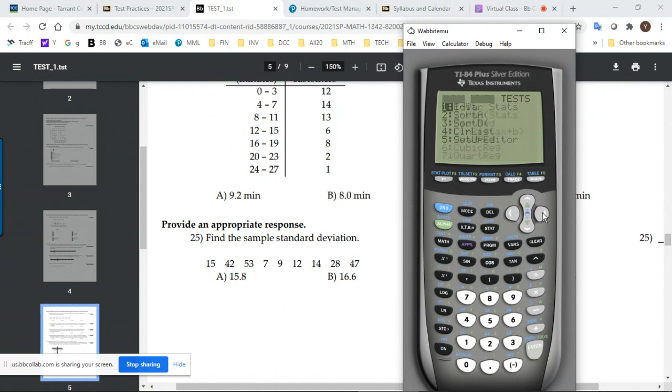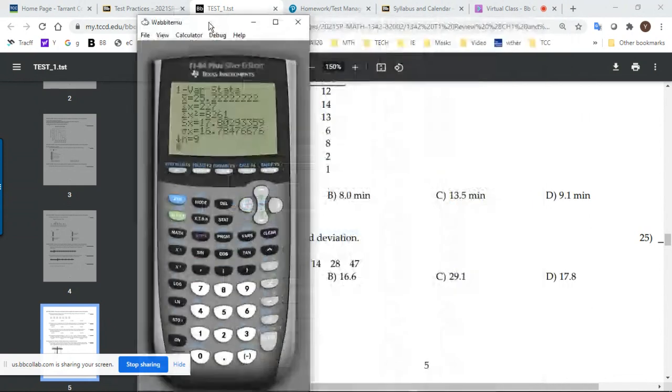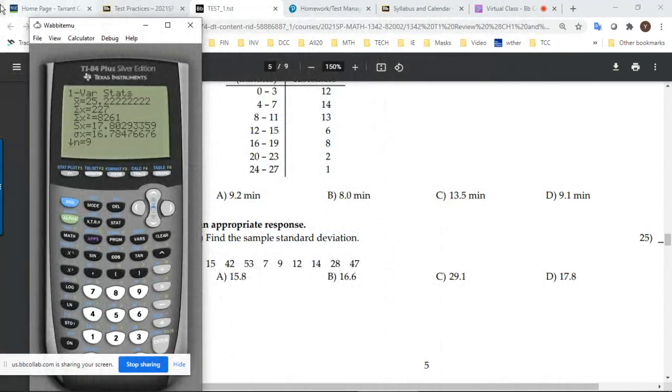And then you go to stat again, go to calc, right? Just using this one right here. If you only have L1, you don't have to input everything. You don't have to type L1 because the default is L1. So the sample standard deviation here is Sx. Sx is the sample standard deviation. If you round to one decimal point, that will be 17.8. So 17.8. Okay, so we do have a 17.8 in here.